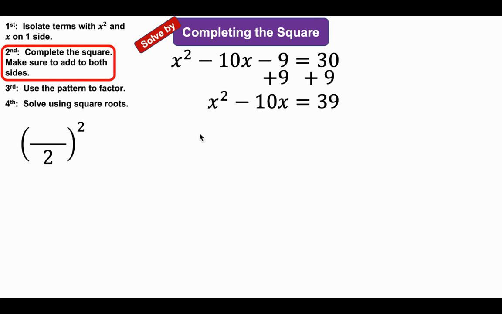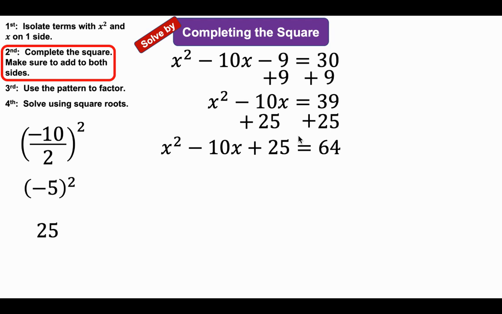So -10 divided by 2, square it. That's your frame that you want to put in for completing the square. So throw a -10 right there. -10 divided by 2 is -5. Square the -5, you get a 25. That's what's telling you what you should add to both sides. You have to add to both sides because it's an equal sign, okay? Don't just do it to one side, do it to both sides. So you get x squared minus 10x plus 25. 25 plus 39 is 64.